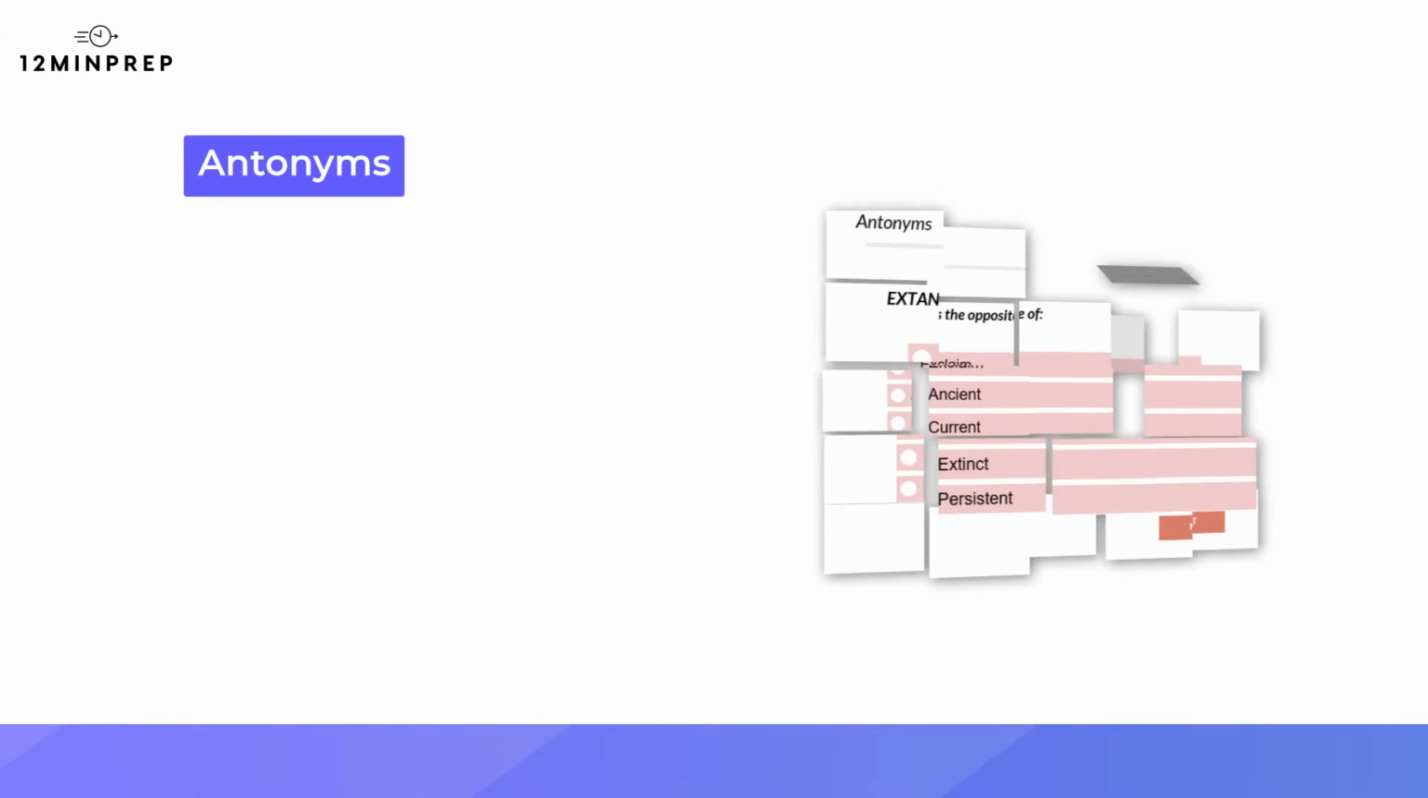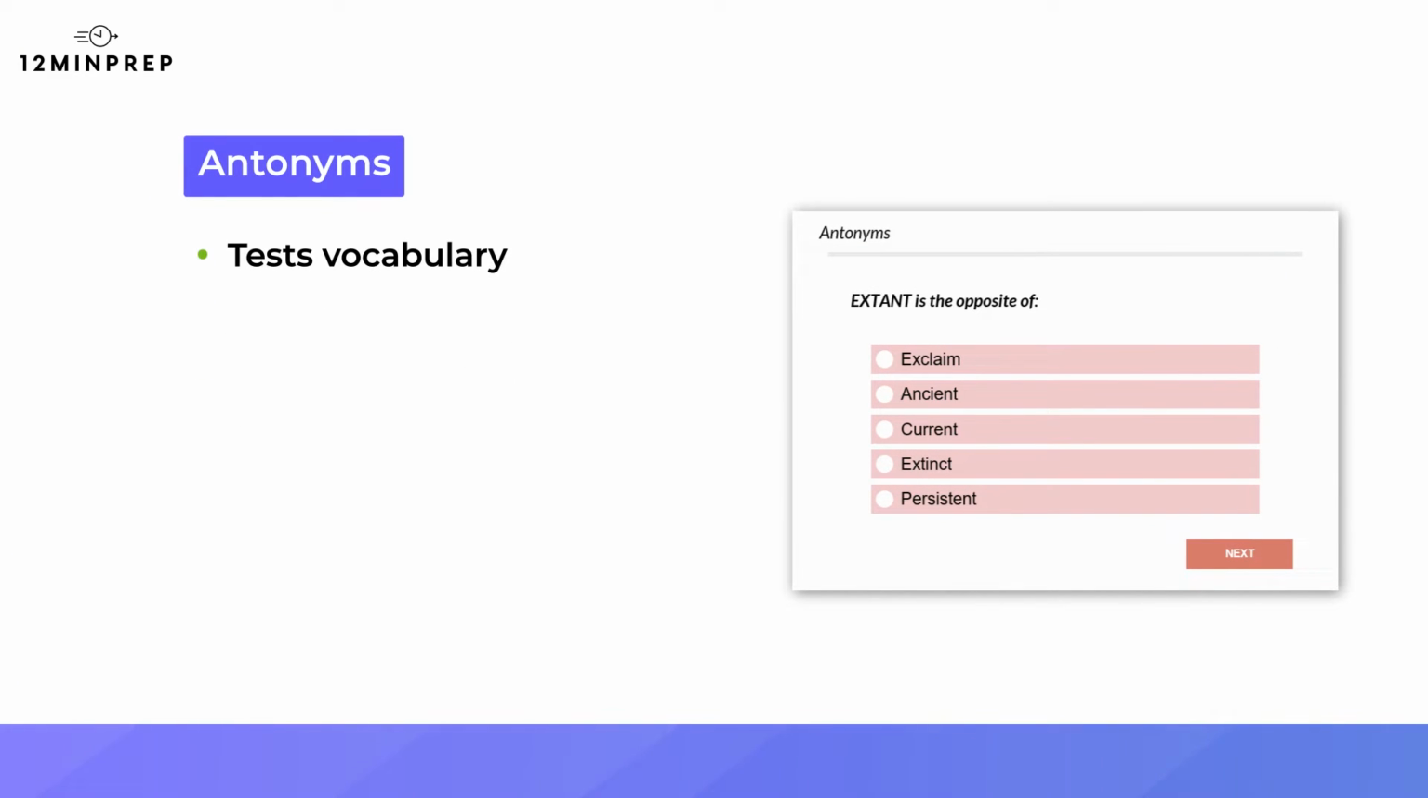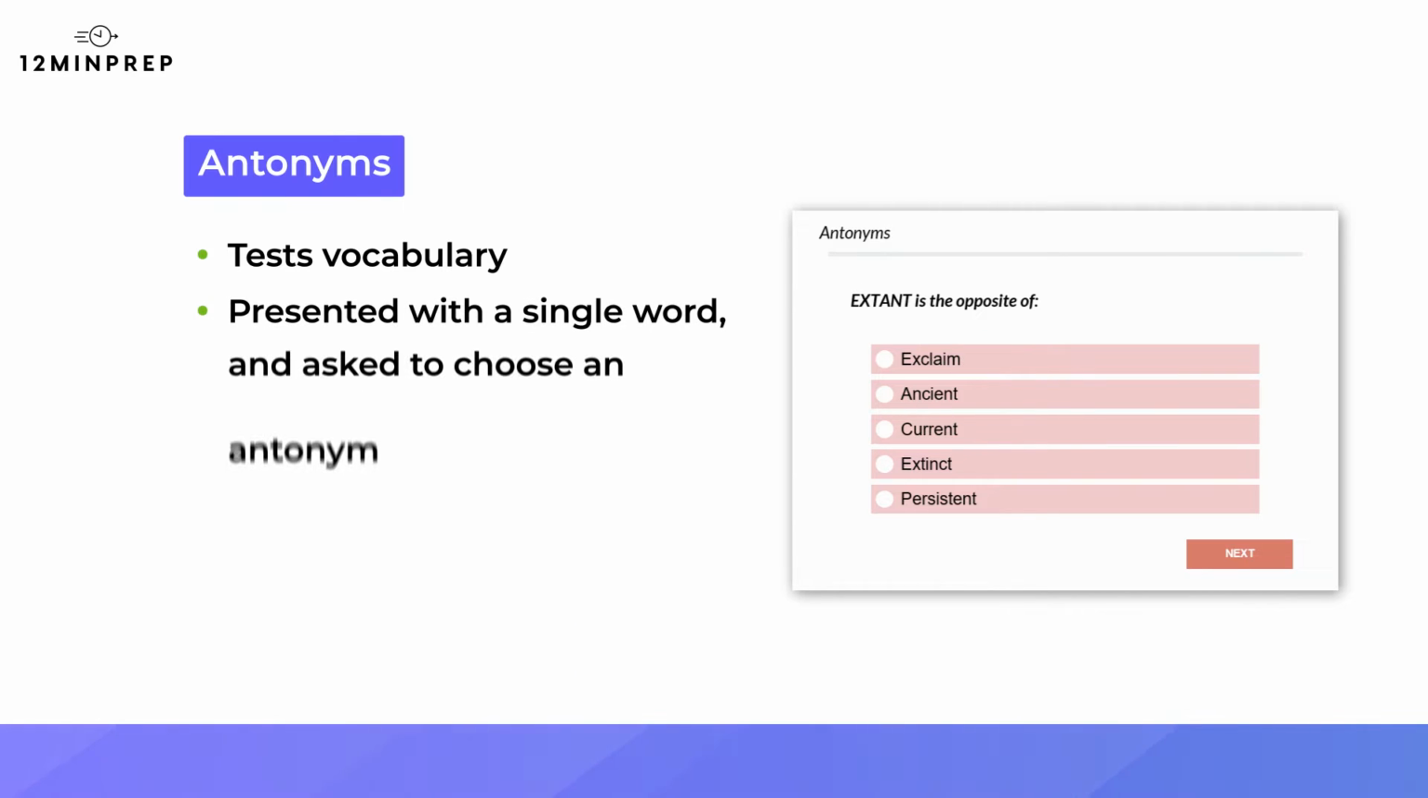Antonyms are similar to word comparisons in that they also test your vocabulary. Instead of being presented with a pair of words, you'll be presented with a single word and asked to choose an antonym from the answer choices.